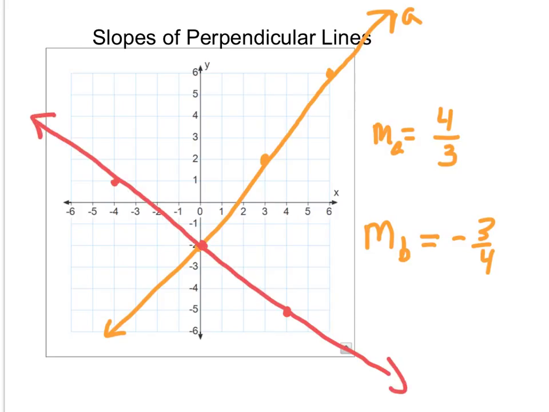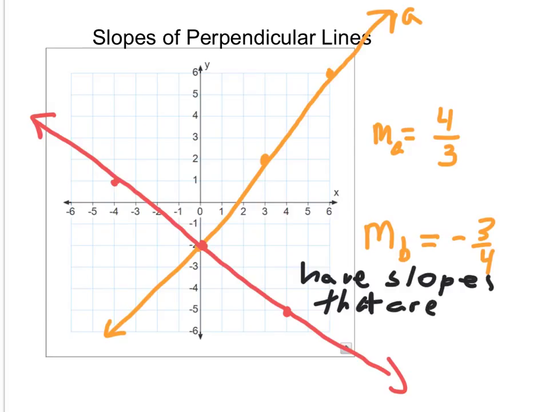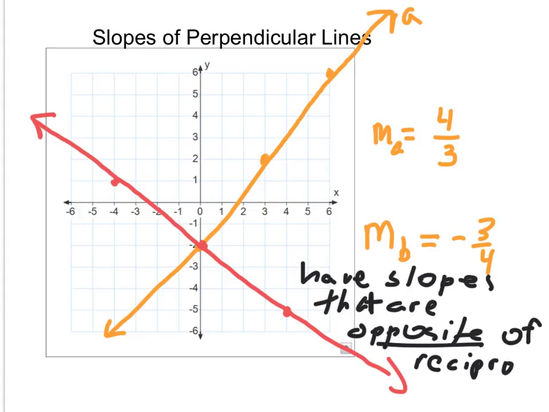So the key terminology is, they have slopes. I'm referring to perpendicular lines now that are opposite of reciprocal. They will always have a different sign, and their numerators and denominators will flip.